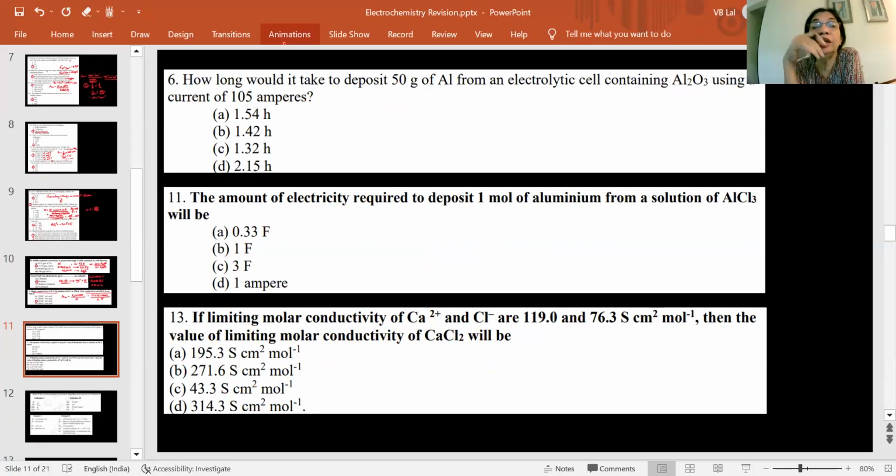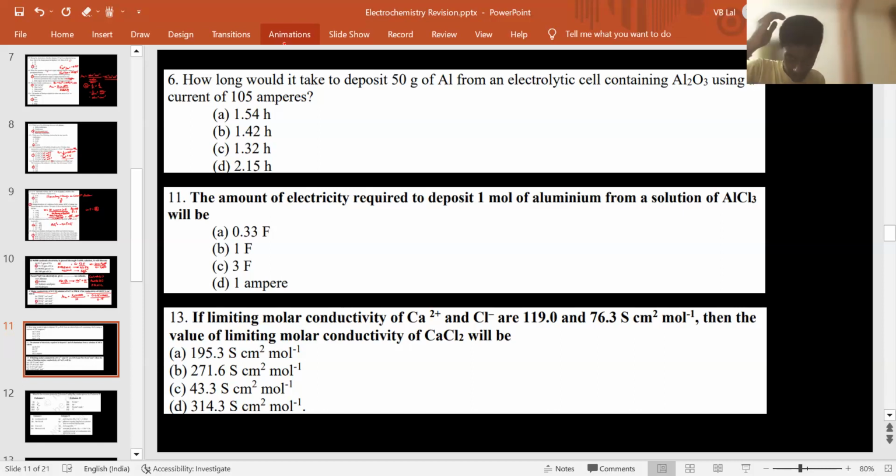Now, how long will it take to deposit 50 grams of aluminium from an electrolytic cell containing Al2O3 using a current of 105 amperes? Now you can do this because this time current is given in amperes. So you have to find what? You have to find time, in hours.